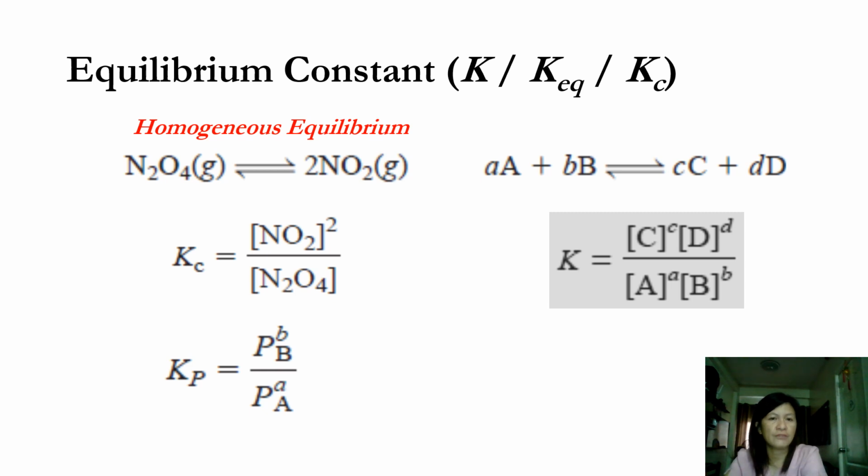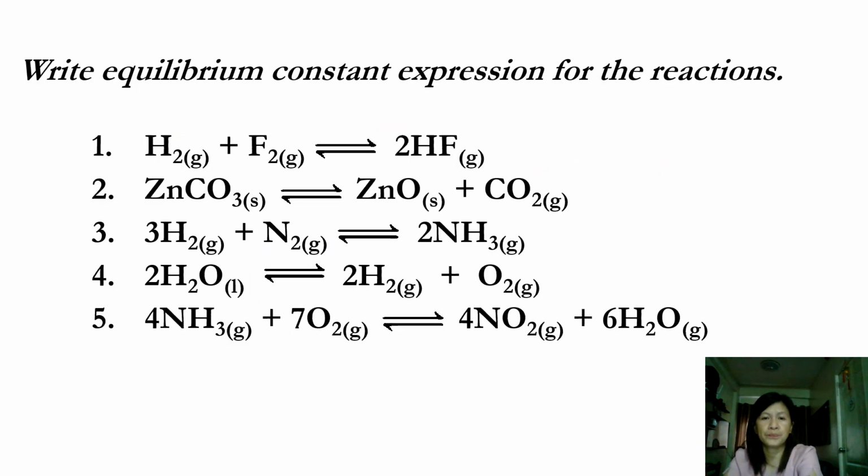So to have the alternative equation for the equilibrium constant for this homogeneous equilibrium, we shall have the equilibrium constant of this reaction, or K sub P for this reaction, equal to the partial pressure of the product B over the partial pressure of the reactant A. So we just change the concentrations to partial pressures when the substances involved in the reaction are all gaseous.